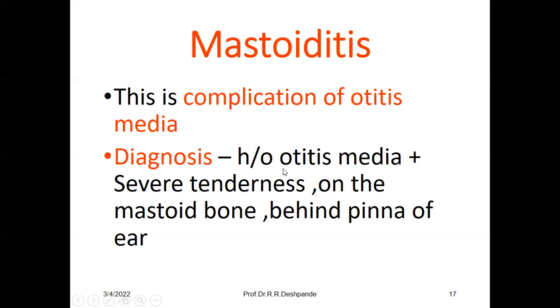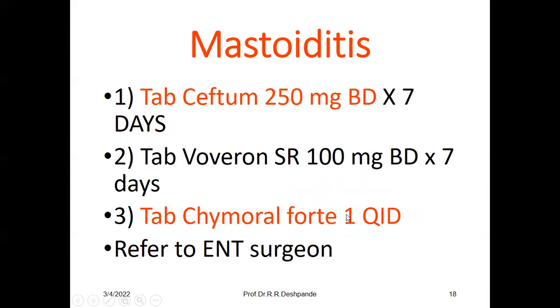Diagnosis: history of otitis media, that is the middle ear infection, and severe tenderness on the mastoid bone behind the pinna of the ear. What to do? The highest antibiotic, like tablet Septum, 250 milligram BD for 7 days. This is an antibiotic. Then an analgesic anti-inflammatory, called NSAID, non-steroidal anti-inflammatory drugs, that is Voveron SR, sustained release, 100 milligram BD for 7 days. Another anti-inflammatory drug for bone problems, tablet Chymoral Forte, 1 tablet 4 times in a day, QID. And still you have to refer these patients to the ENT surgeon to avoid further damage or complications to the brain.